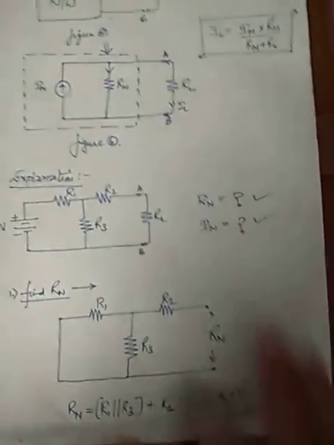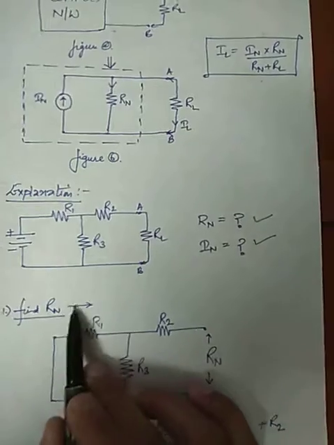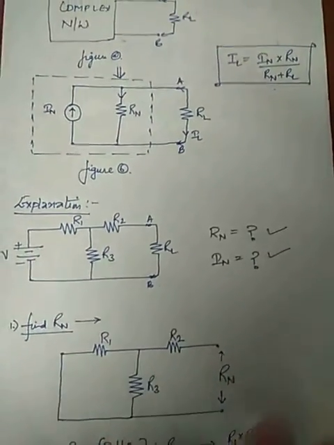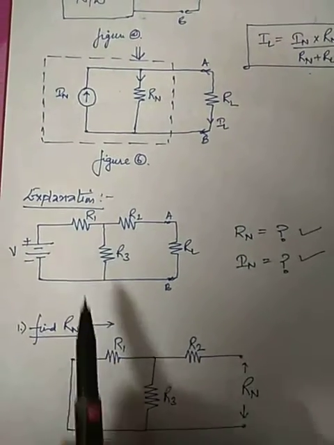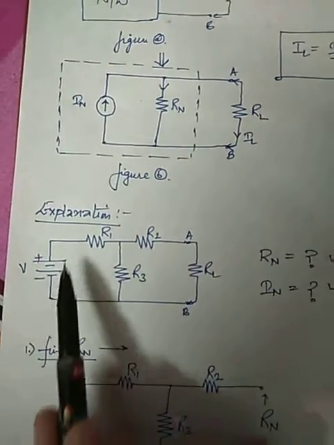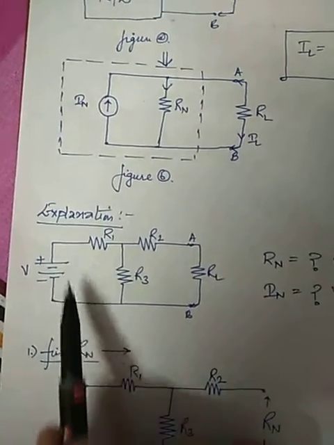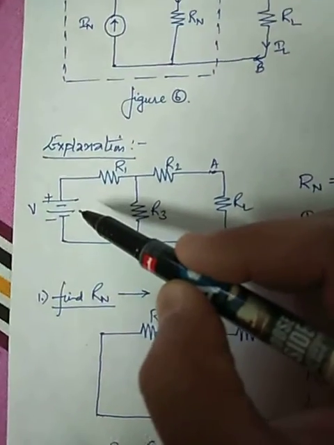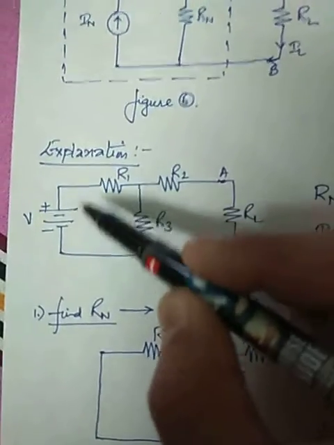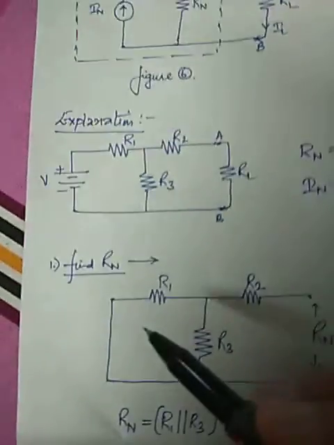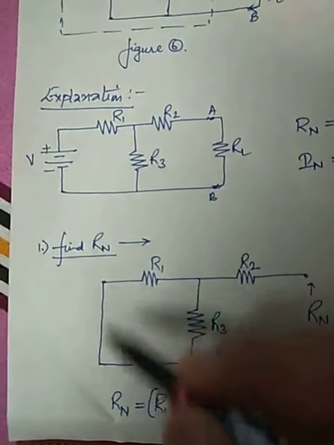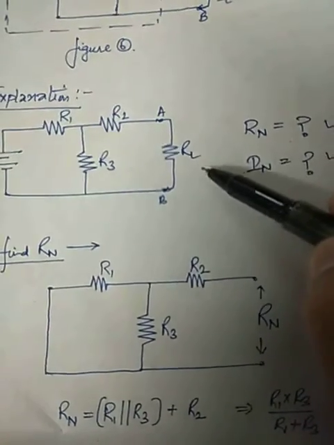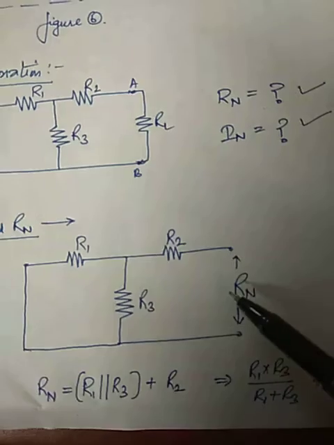So first of all we will calculate here the Norton resistance. So what is the procedure? So procedure is, to find Rn we will simply short circuit the voltage supply. We will simply short circuit with the internal resistance of the battery, if any. So here there is no internal resistance of the battery, so we will simply short circuit the voltage source with a wire. Now we will remove the load resistance and we will apply the Norton resistance here.